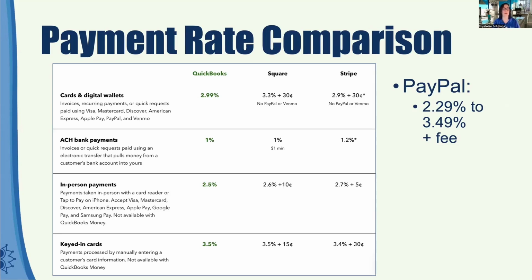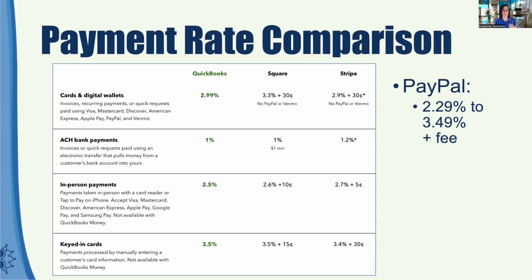So the first one is the cards and digital wallets, and that's the equivalent of the invoiced level that I was talking about earlier. So invoices, recurring payments, quick requests, and using any of the payment methods, it's just a flat 2.99%, whereas Square is 3.3%, Stripe is 2.9% plus that 30 cents, which can make it a little higher or a little lower. But you can see there that the base rate is right in there. ACH payments are 1%. There are some caps on it that I'll talk about in a little bit, but the ACH payments is a 1% fee of the bank transfer.